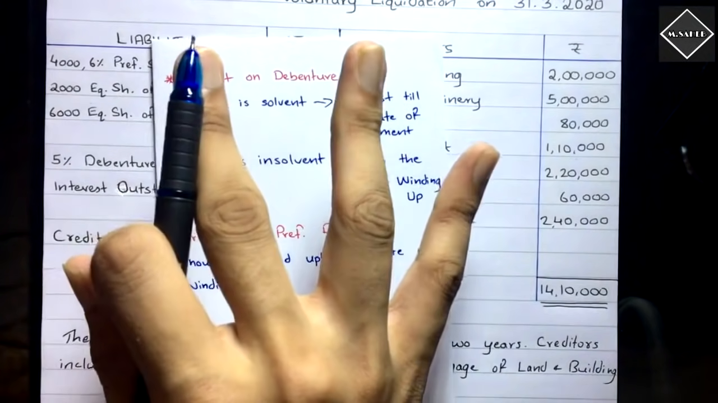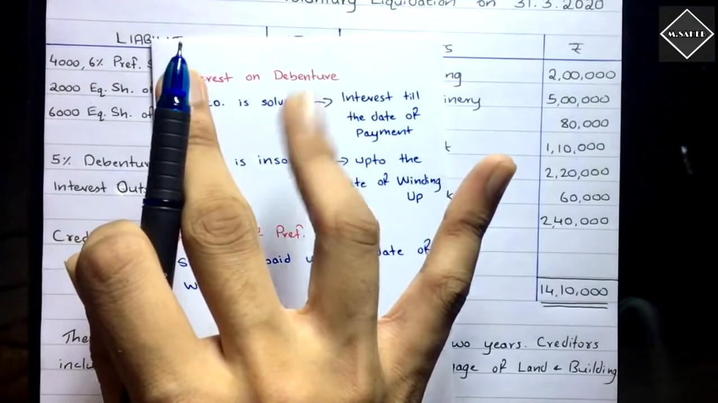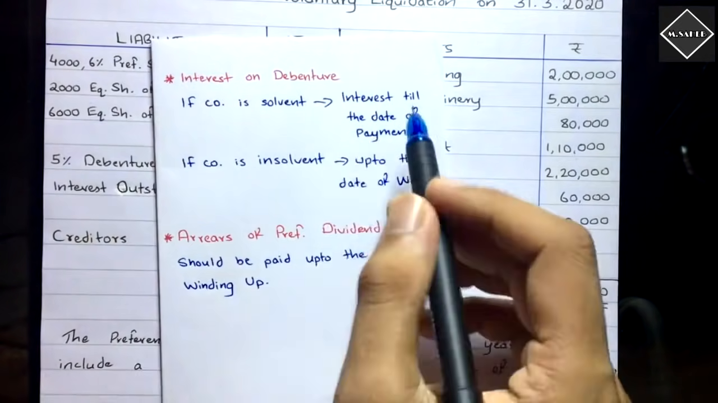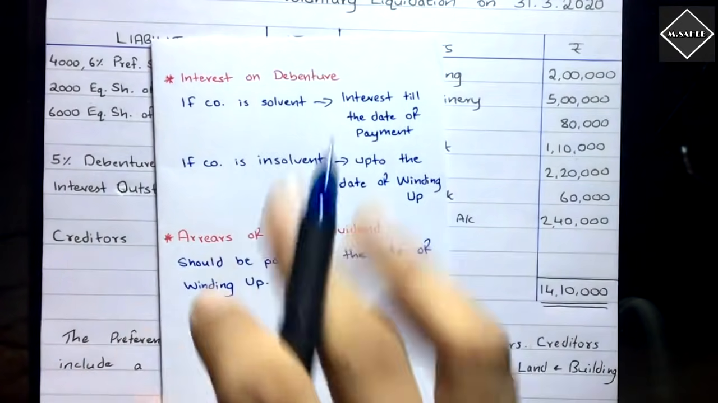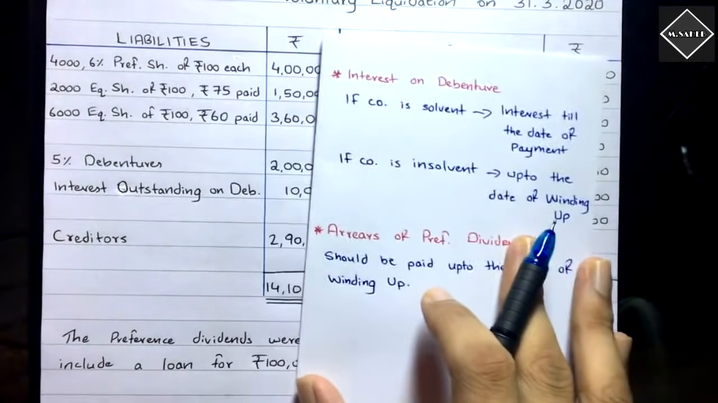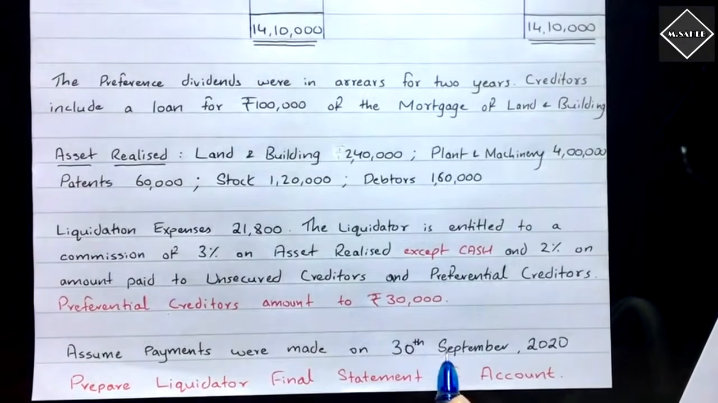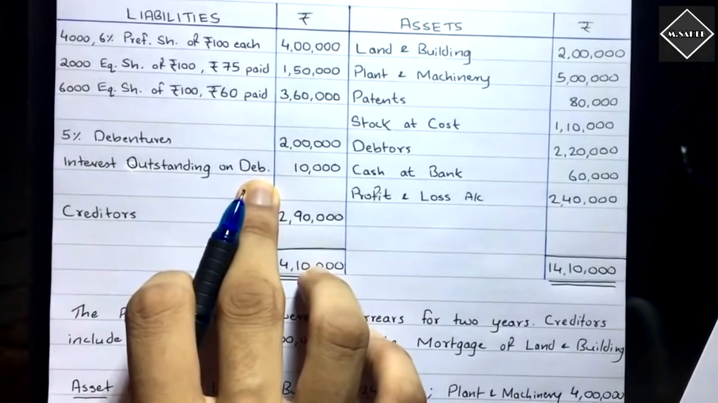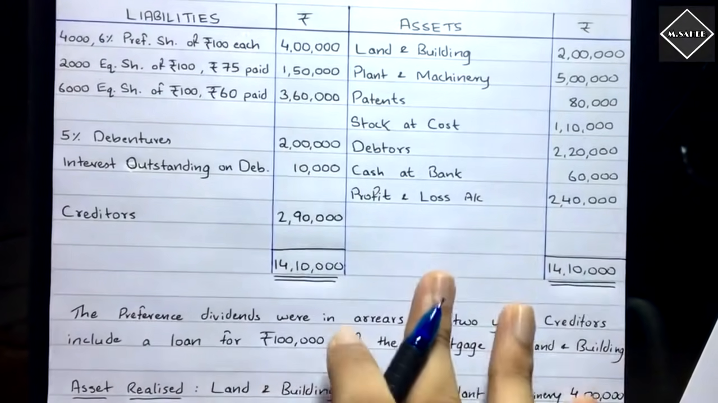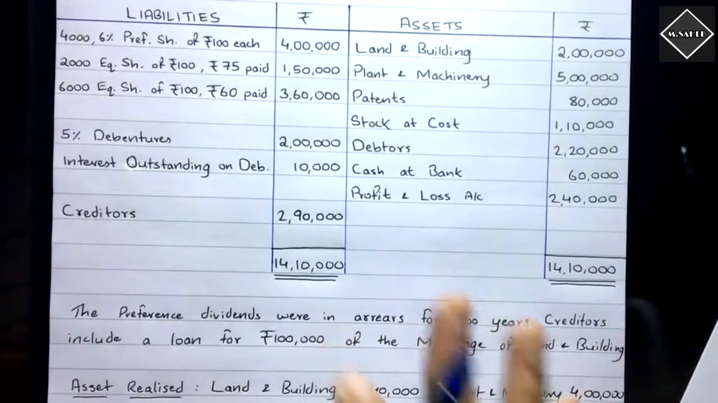You pay three things: face value, accrued interest, that means outstanding interest, and interest till the date of payment. These three things you pay to the debenture holder if it is possible in the question. Now in this question it is possible because the payment date has been given and there is also outstanding interest in the balance sheet, and the face value. So that is what you will pay to debenture holders.